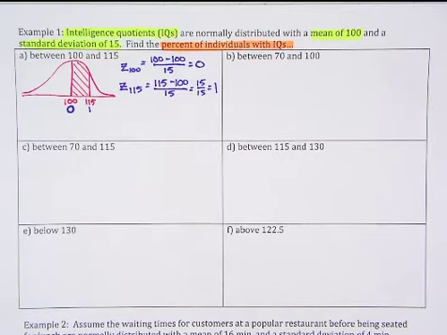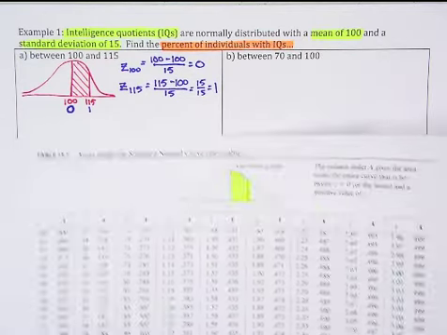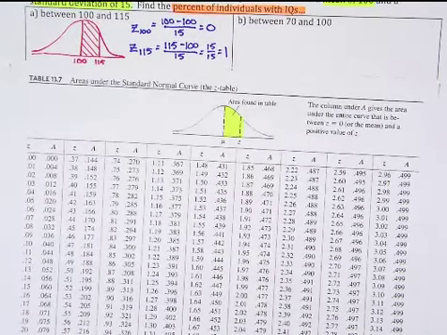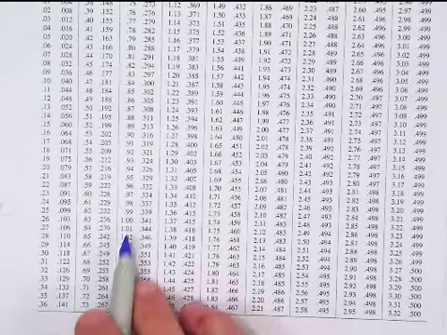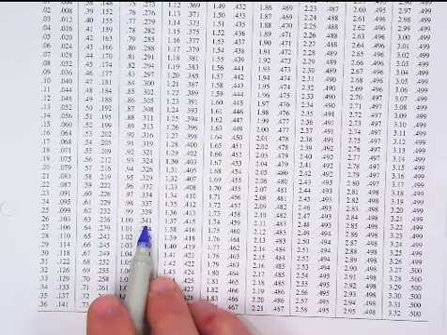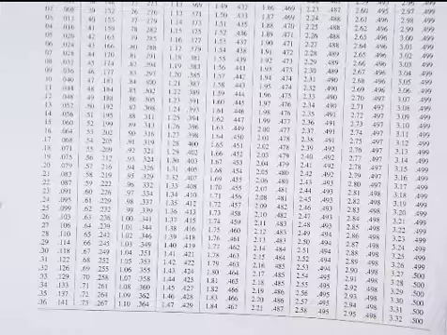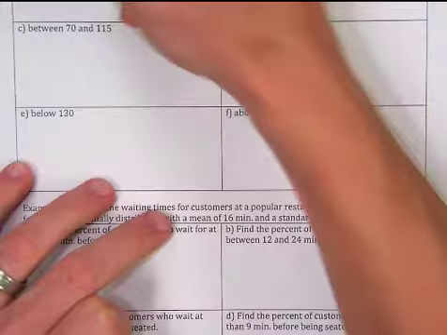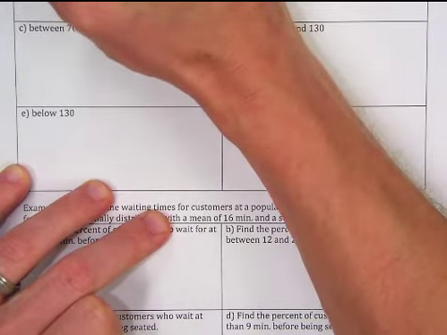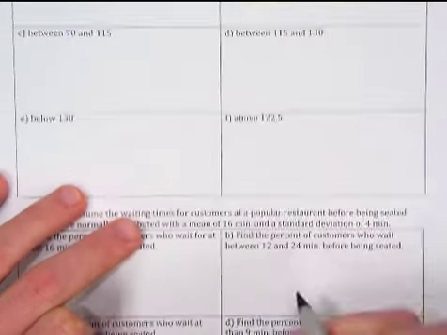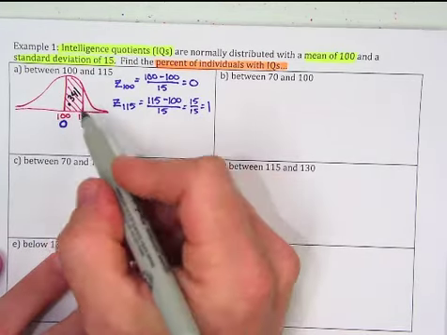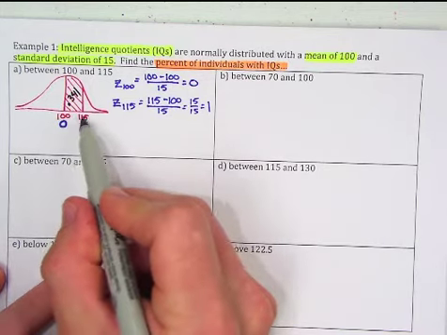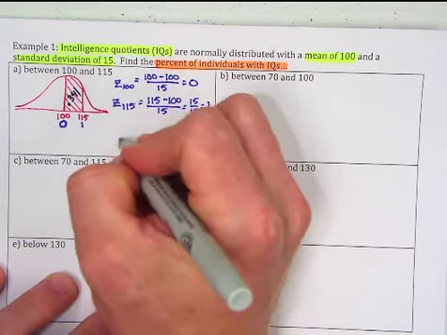Now let's do this one using the chart. So when we look up a z-score of 1, it gives us 0.341 as our area. So this area is 0.341. And so the percent of individuals that fall between a score of 100 and 115 is 34.1%.